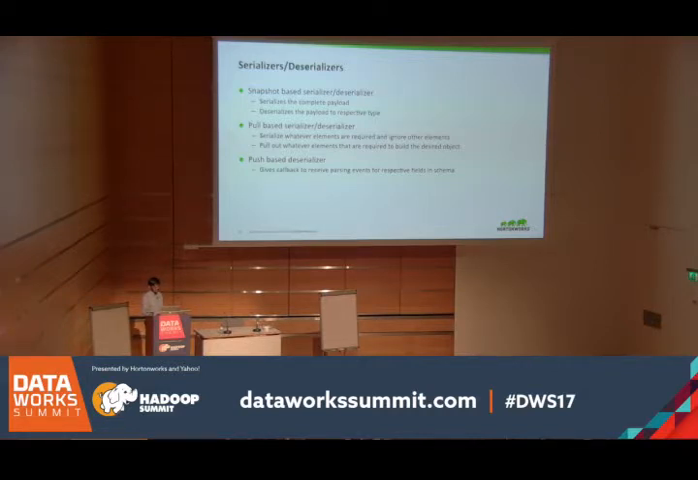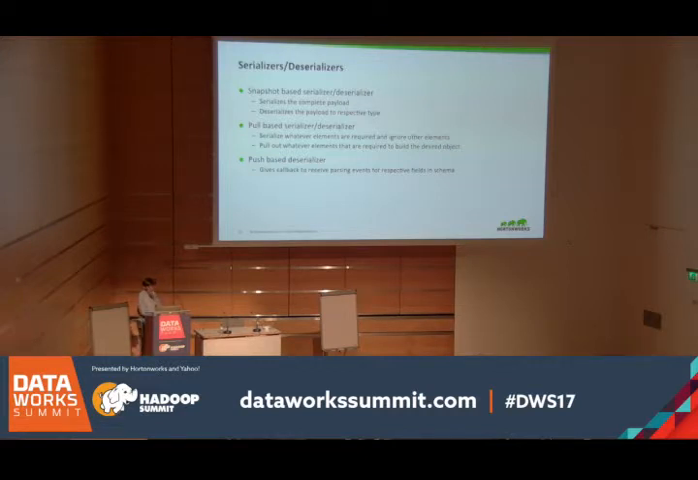We have three kinds of serializer and deserializer. One is the snapshot-based serializer and deserializer. It serializes the whole payload, so it needs the complete payload to serialize the data that is received. Whenever it deserializes, it has to have all the binary, and then it creates the respective type, the respective object.